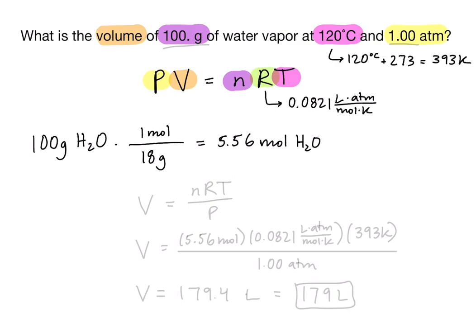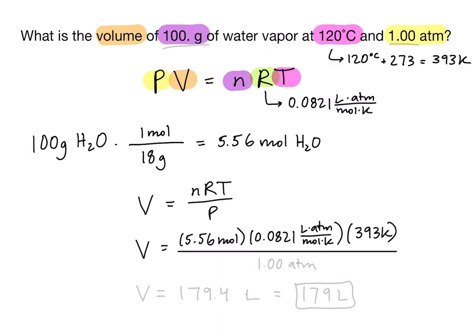So now we can go ahead and do our calculation. So we'll rearrange the equation slightly by dividing both sides by pressure. And we're given this setup so that we can fully calculate out to get our volume. So for moles, we have 5.56 moles, R, our ideal gas constant, and T in Kelvin, our temperature. Now this all gets divided by our pressure, which is 1 atmosphere.